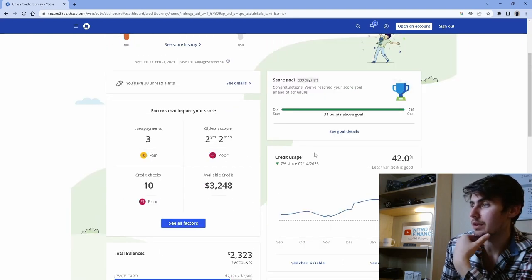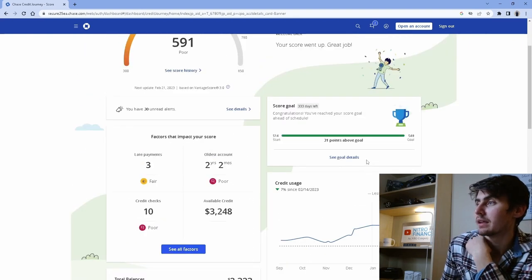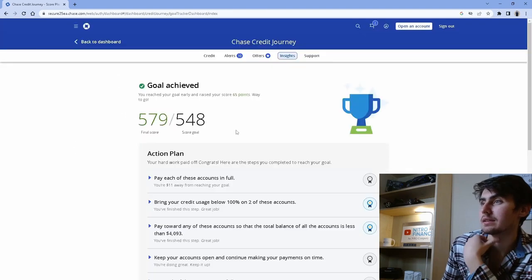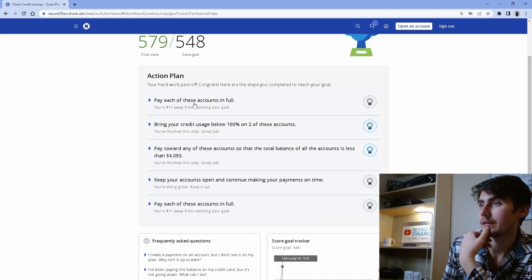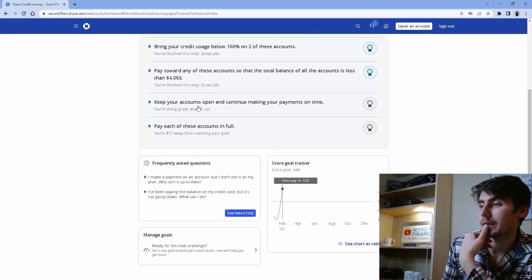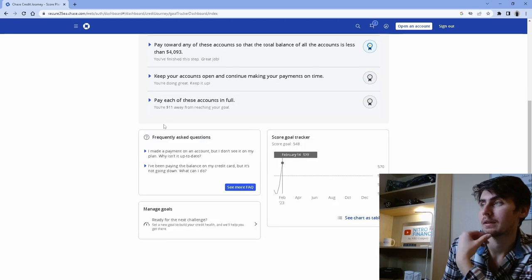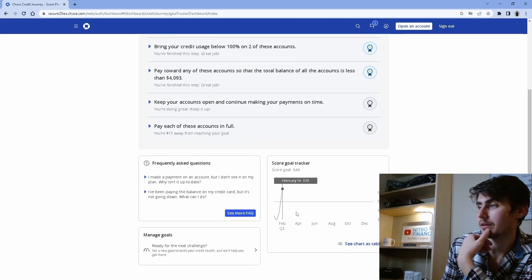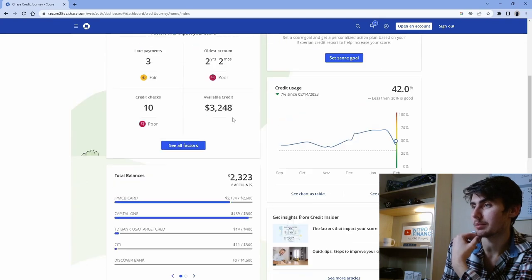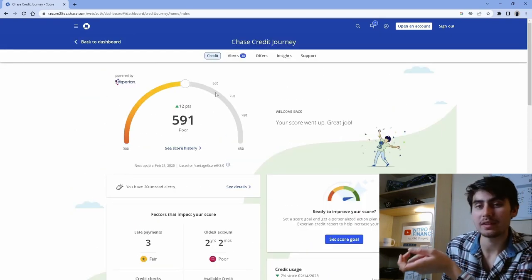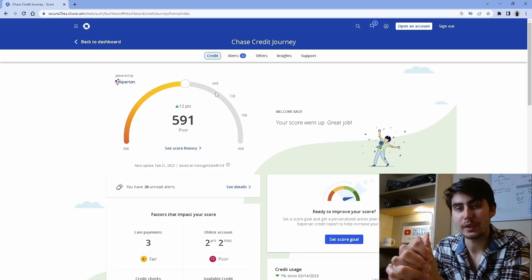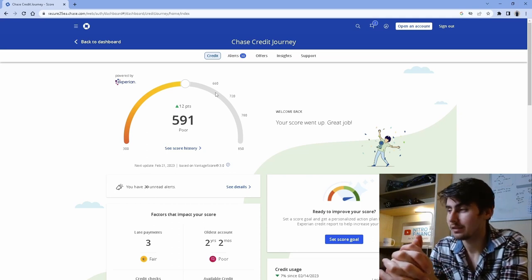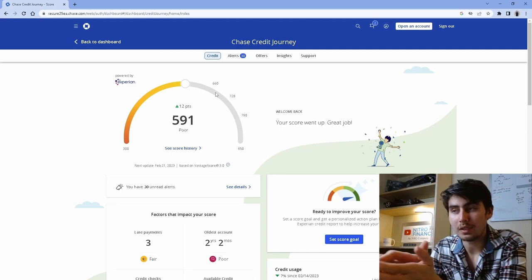Over here it gives you a little chart. It says we're about 42%, and then see goal details, final score 579, 548. Okay, so we're just kind of paying these off, so it looks like we're finally getting up there. We're gonna revisit this next week and see where we're at, and we'll see if we can break through 600. So this was just a short video on an update of where we're at.